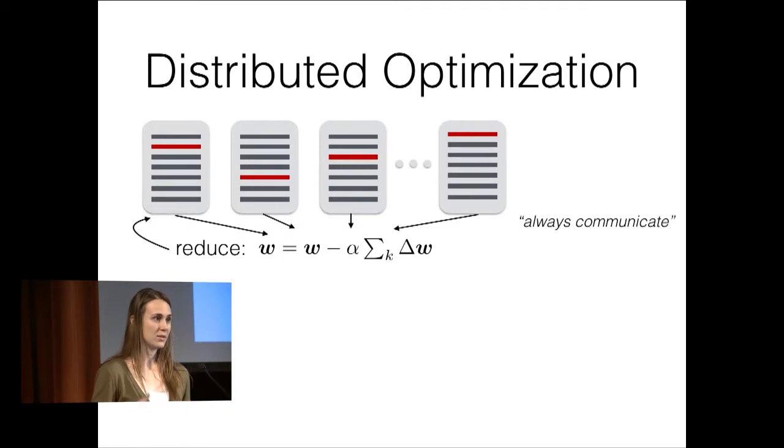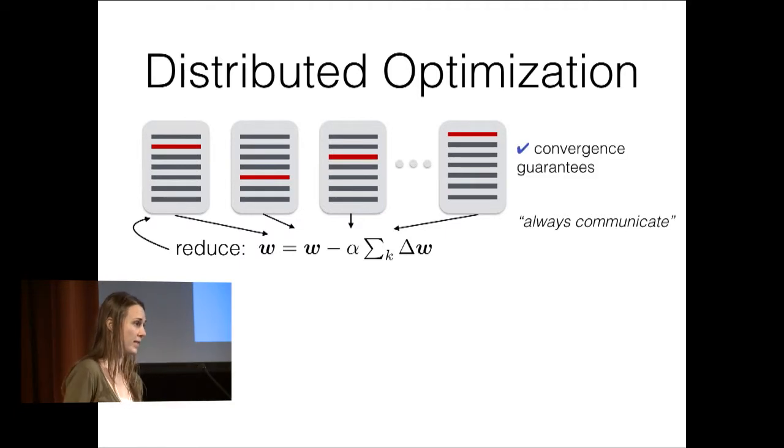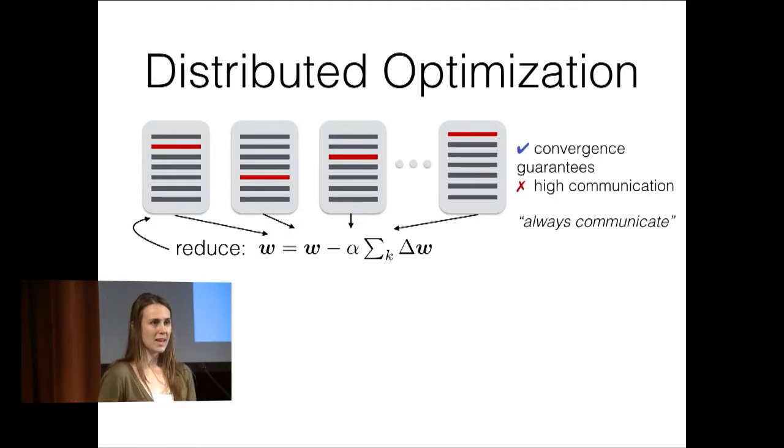So this sort of iterative process says, let's always be communicating between the machines and the master. It's nice because we have convergence guarantees about this type of algorithm, but it's obviously not ideal for the distributed setting because we're communicating all of the time.